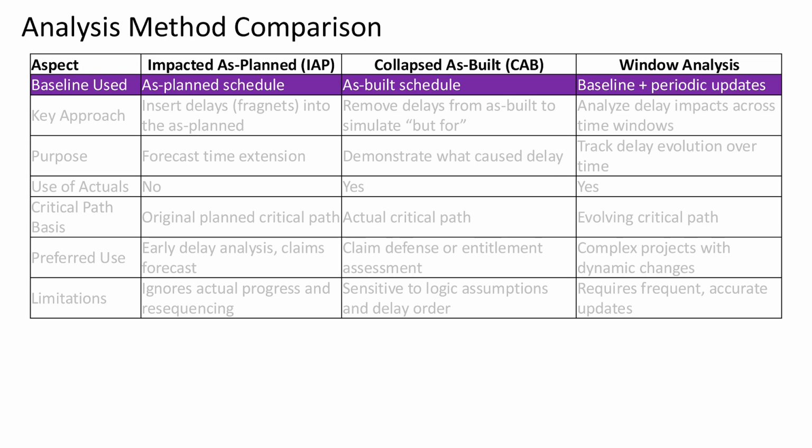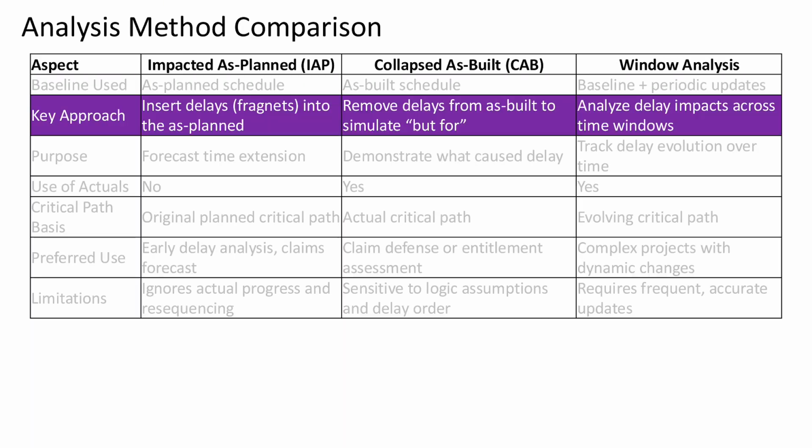Starting with the baseline, IAP relies on the original as planned schedule, CAB works backward from the as built schedule, and window analysis uses both the baseline and a series of periodic updates. Each method has its own unique approach. IAP inserts delays into the planned schedule to forecast potential impacts. CAB removes delays from the as-built schedule to simulate what would have happened without those delays. And window analysis tracks delays as they occur across defined time windows.